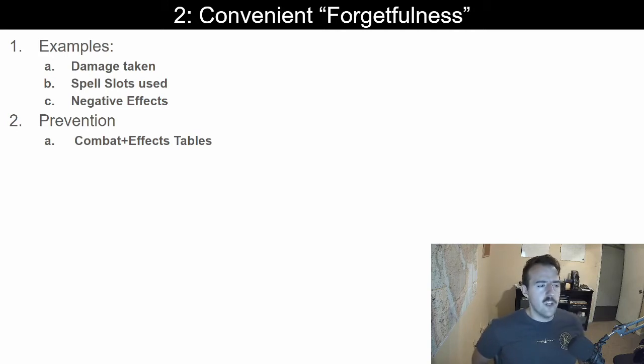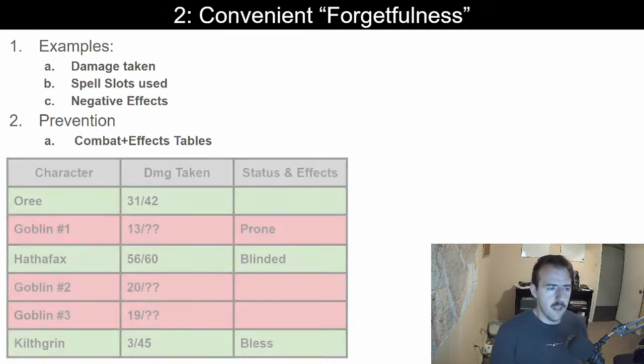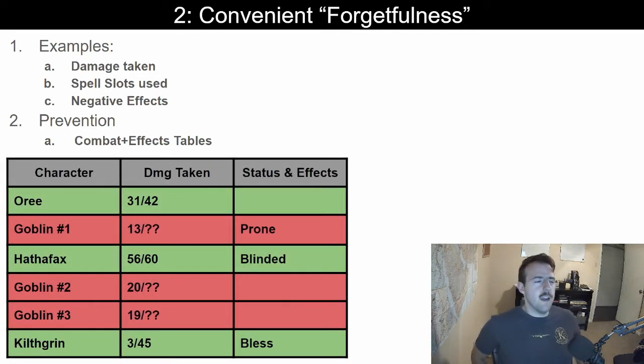So I actually suggest using a combat and effects table. This is what it looks like. I do use these in my games as well. I think it helps out with a lot of things. First, it helps everyone see where they are in the combat order. So you actually help people speed up their turns because let's say Goblin 3 is going, Kilthgren knows he's next and can kind of start thinking about his turn.